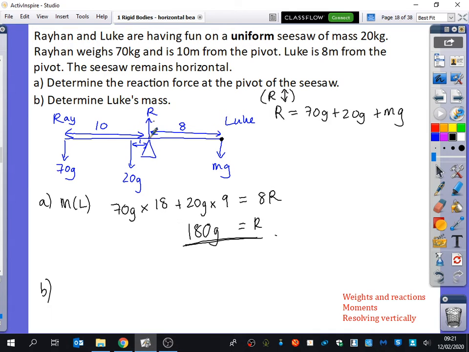Yeah, you could take moments about R. If you wanted to, you could take moments about Rayhan, but you'd then have to also put this one in as well in case you've got that one wrong. But there's many, many places you could do this. So we're going to use this information up here.